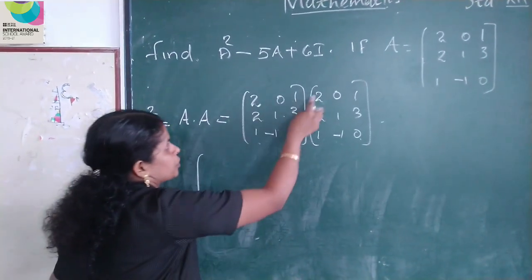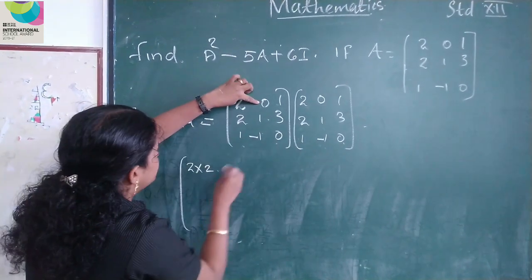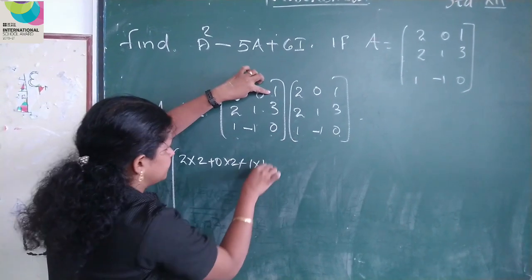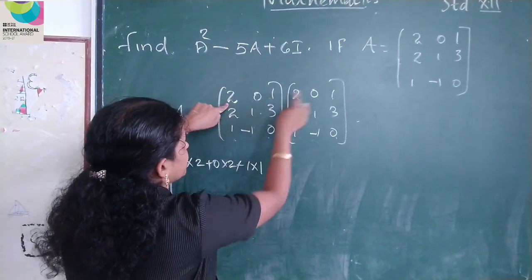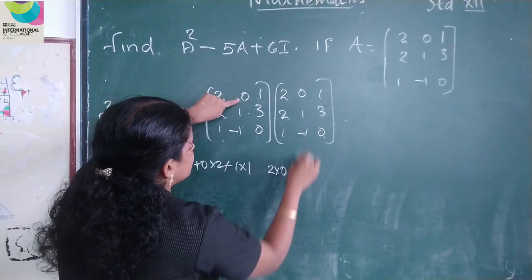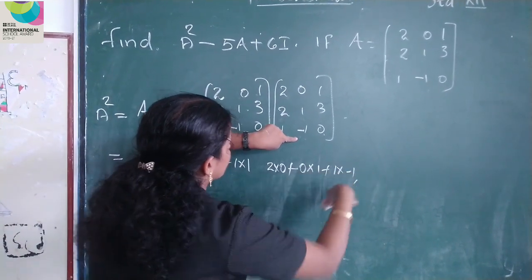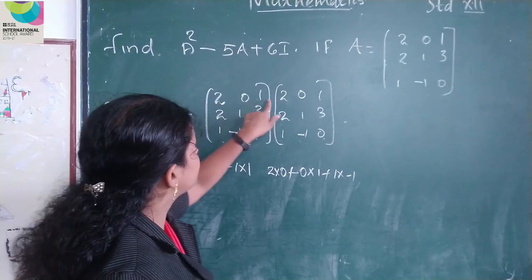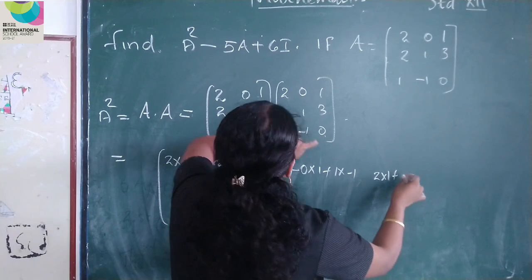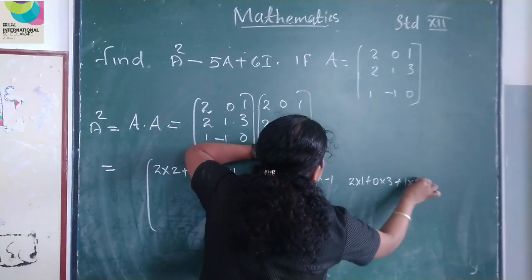That is first row into first column. That means 2 into 2, plus 0 into 2, plus 1 into 1. The next element, first row into second column. That means 2 into 0, plus 0 into 1, plus 1 into minus 1. The next is first row into third column. That means 2 into 1, plus 0 into 3, plus 1 into 0.